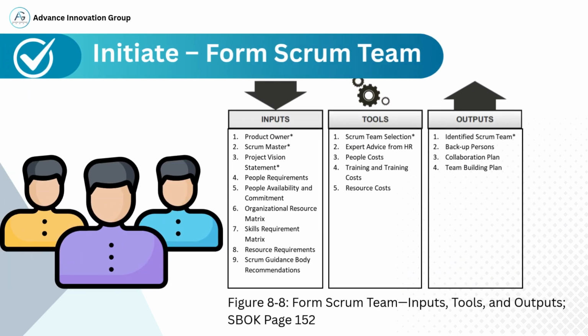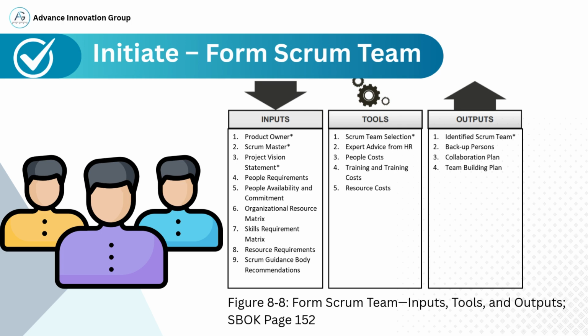This step is about forming the Scrum team, which is a core activity during the initiate phase of Scrum. The inputs for this process include people-related elements like the product owner and Scrum Master, project vision statement, people requirements, availability, skills, organizational and resource needs. The tools used to form the team are Scrum Team Selection Techniques, HR's advice on people capabilities, consideration of training, resource, and costs. The outputs of this process are very critical.